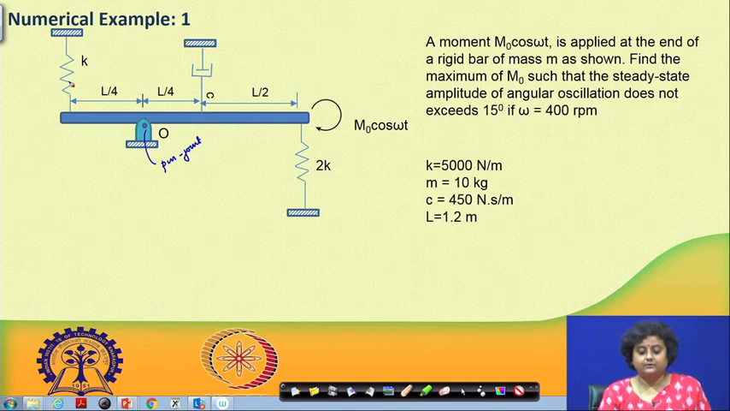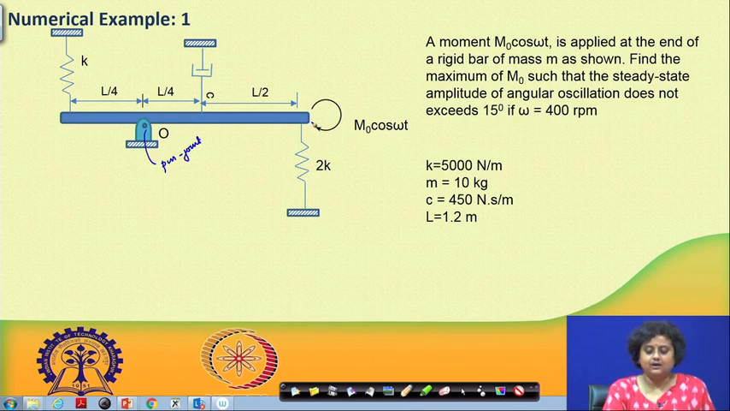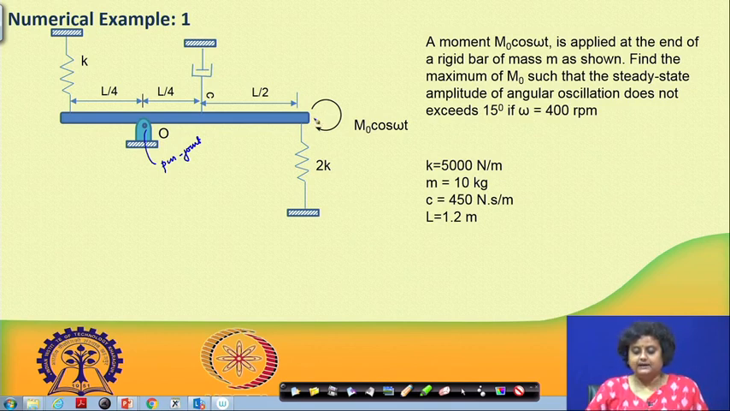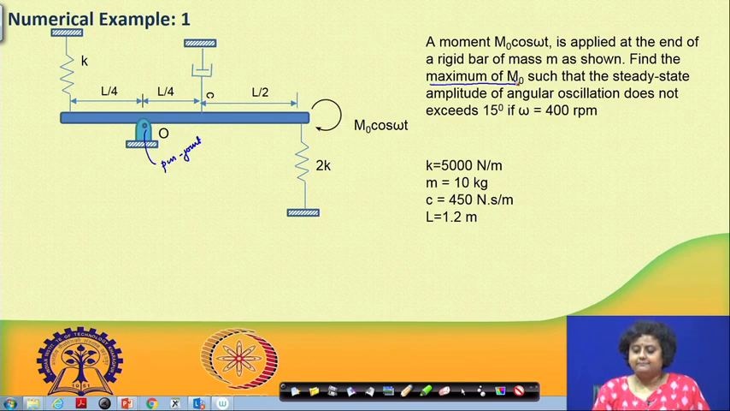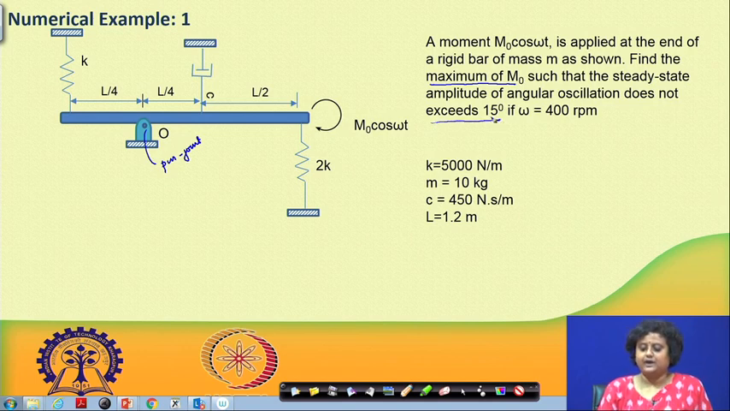Now, the only difference between the earlier and this example is that there is a concentrated moment of the expression M0 cos omega t applied at one end of the bar. What we need to find is the maximum value of M0 such that the amplitude of angular oscillation does not exceed 15 degrees, if omega, the frequency of the applied moment, is 400 rpm.